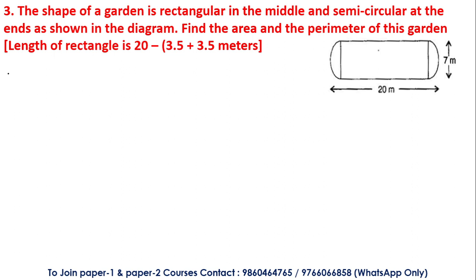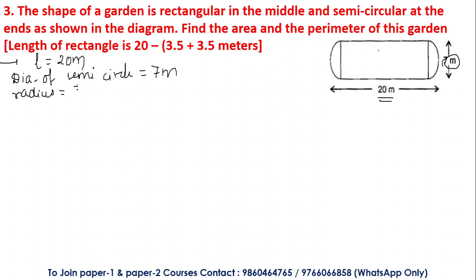Okay, now let's try to understand the given data. Given here, total length is equal to 20 meters. I'm not talking about the rectangle, I'm just talking about the total length. Next is the diameter of a semicircle. The diameter of the semicircle given in the figure is 7 meters. Look here, this is the diameter. Next, the radius. From the diameter I can find out the radius. Always remember, radius is half of the diameter. So radius will be 7 divided by 2, that is 3.5 meters.